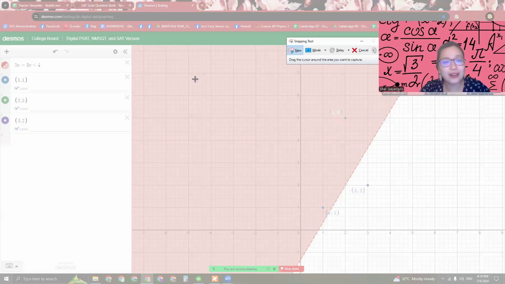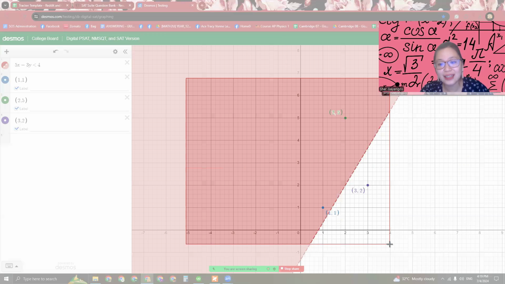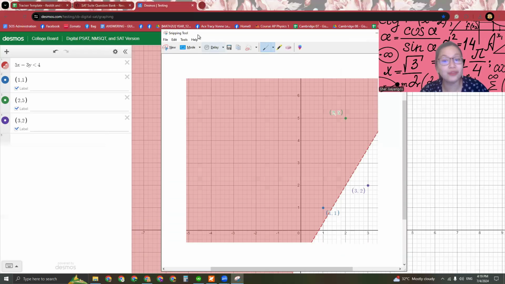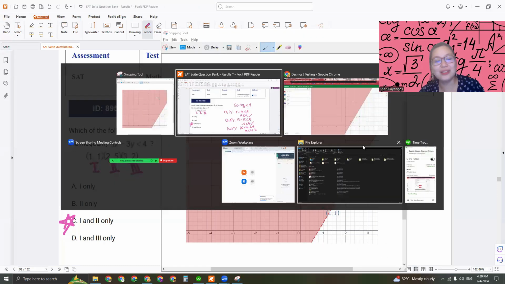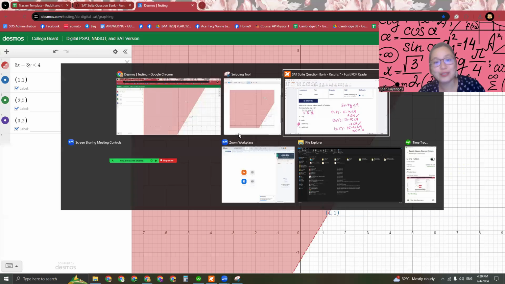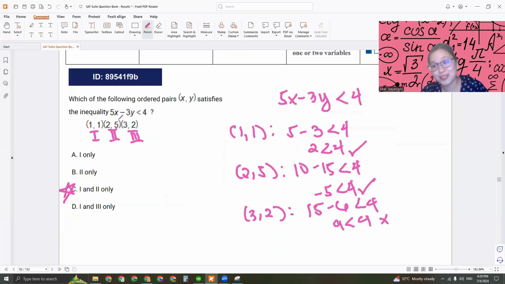And if you just want to solve this problem quickly, okay, I've been saying this again and again, Desmos is your friend, okay? So keep this in mind. You can use Desmos right away to solve inequality problems like this.